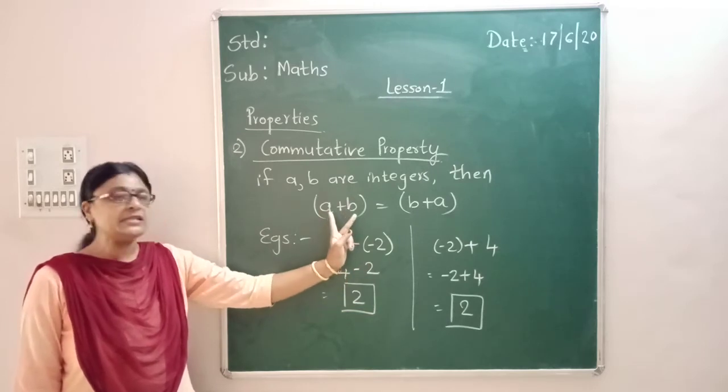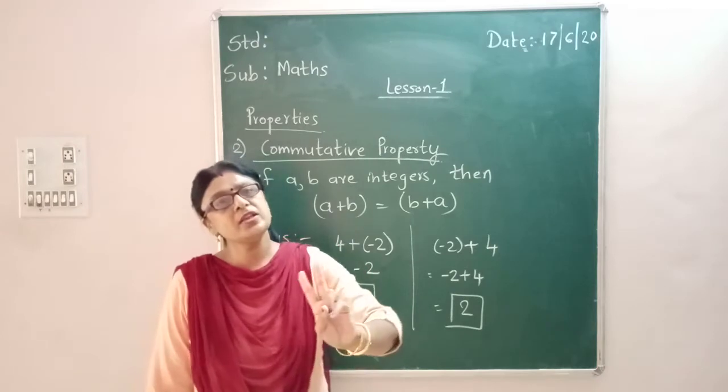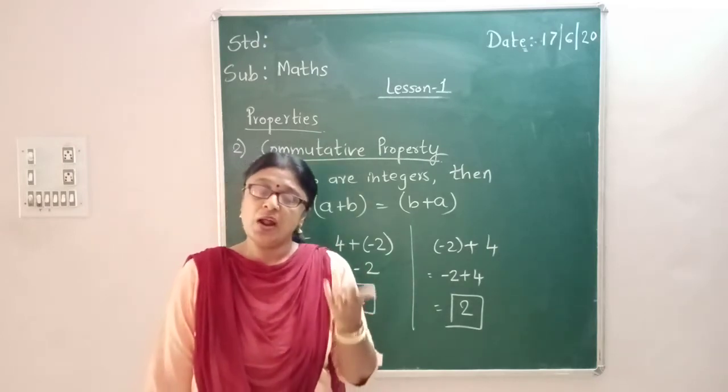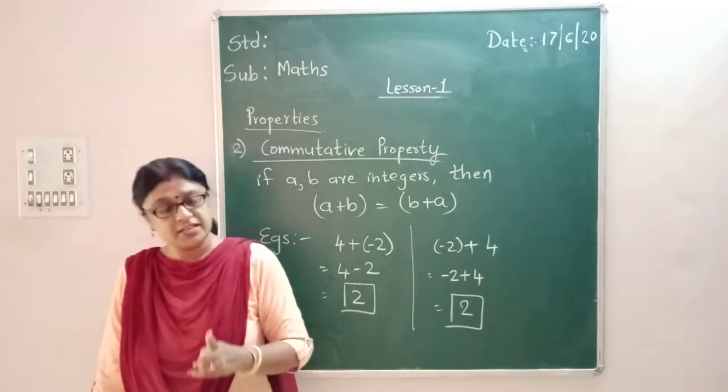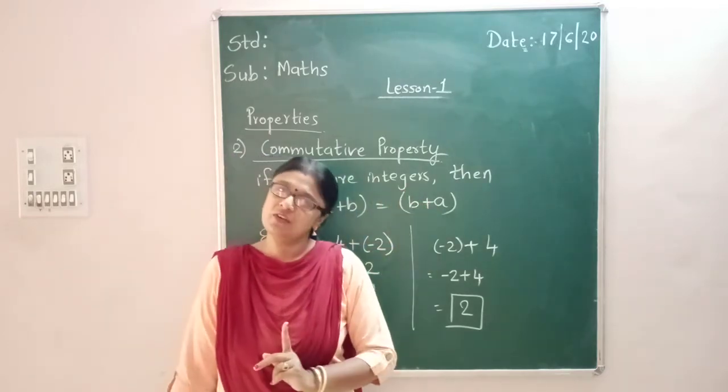So for two integers A and B, whether you do A plus B or whether you do B plus A, your answer is not going to change. It remains the same. So that is the commutative property for integers.